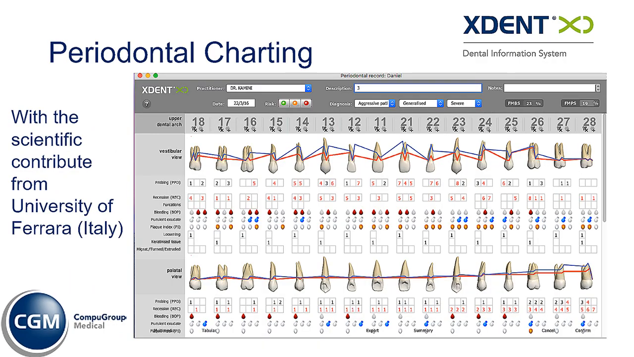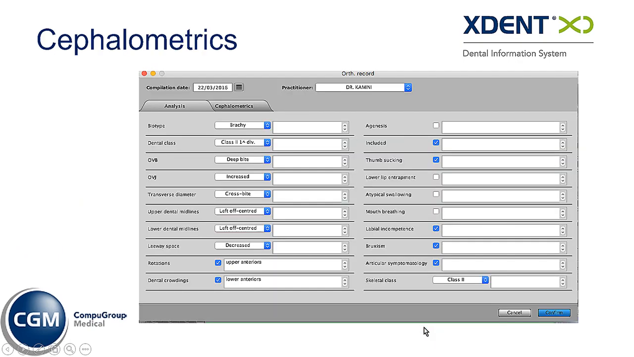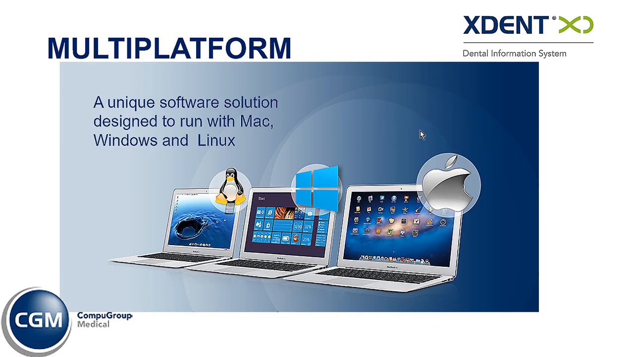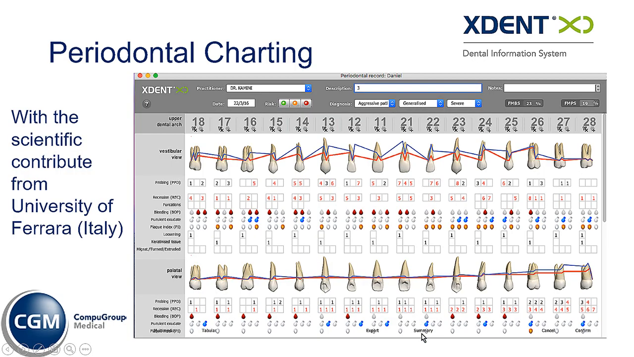This is the periodontal chart, with the scientific contribution from University of Ferrara, Italy. It's easy to use, very neat and tidy, and we have a summary over here. Once you key in the numbers, we have a legend as a guide for the doctor to use. One of the best in dental software.